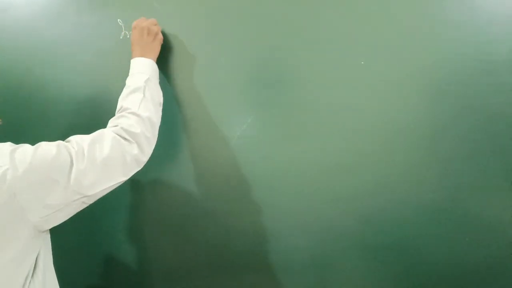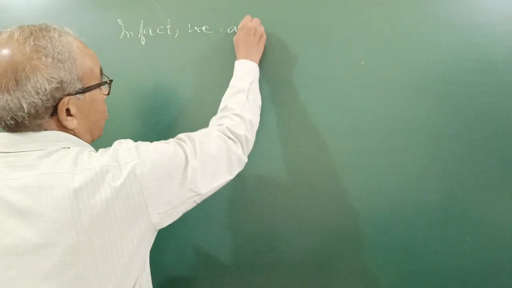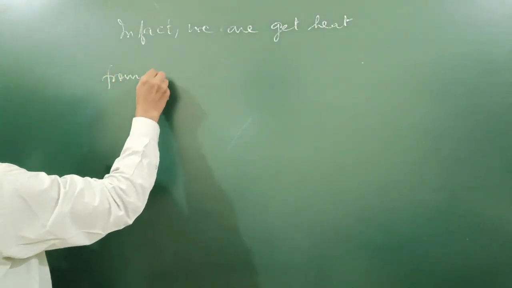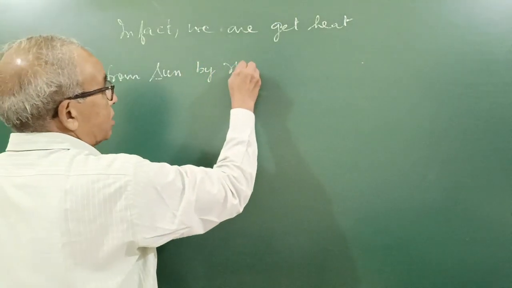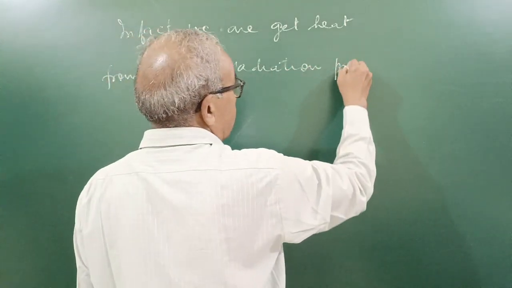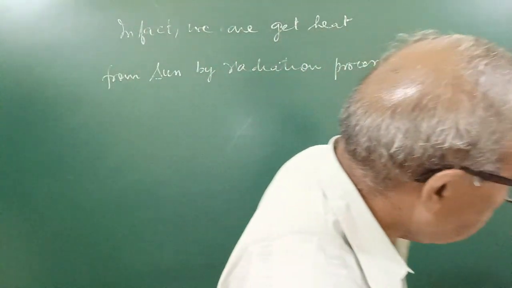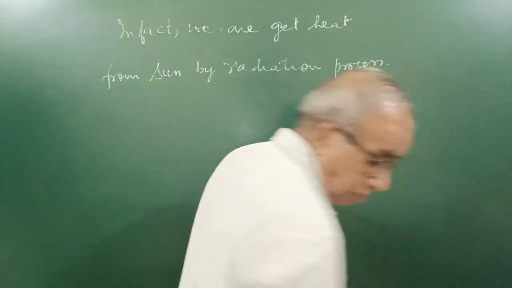In fact, we are getting heat from the sun by a radiation process. The sun is a very hot source, very far away from us. Number two, then who is that?